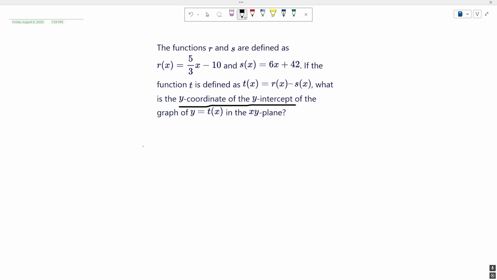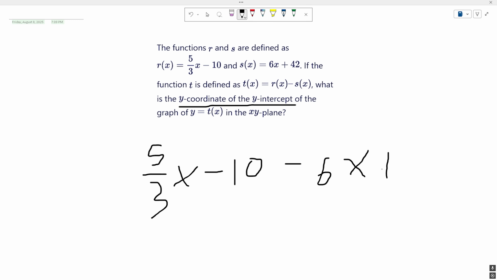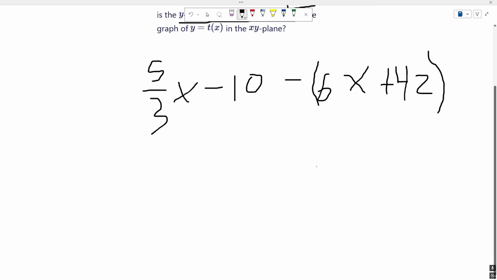So let's do that. The first thing we want to do is write out our functions. This is r, and then we're subtracting s of x. Now, notice how if I subtract and then put s of x, well, this actually isn't correct because we're not subtracting all of s of x. So we're going to need parentheses around this. And from here, we can determine our next step.